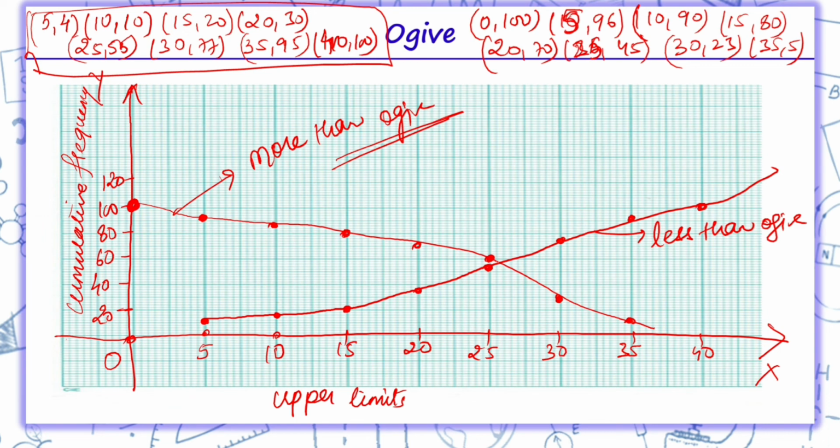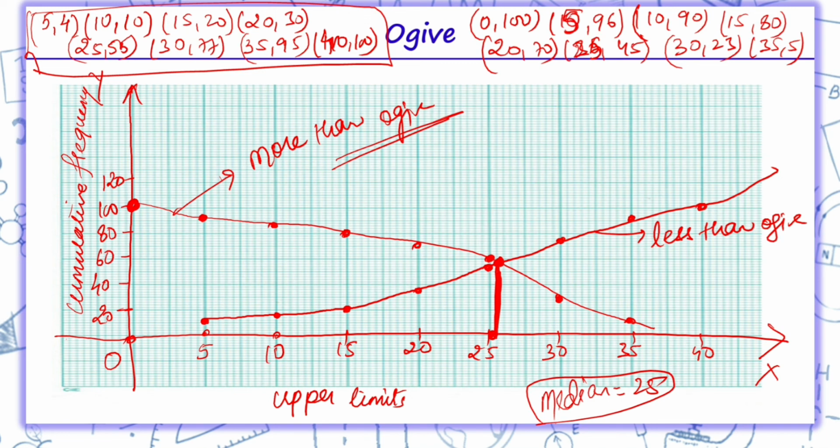Now if we look over here, we have to find the median. So the intersection of these curves is giving us this point. So we will draw a line which is perpendicular to the x-axis. Thus when we draw over here, the median is coming out to be 25. So median is 25.